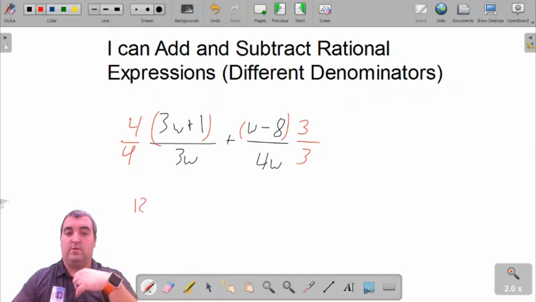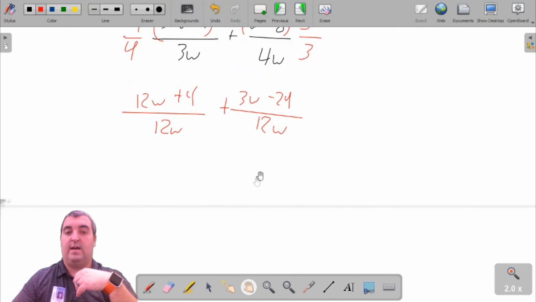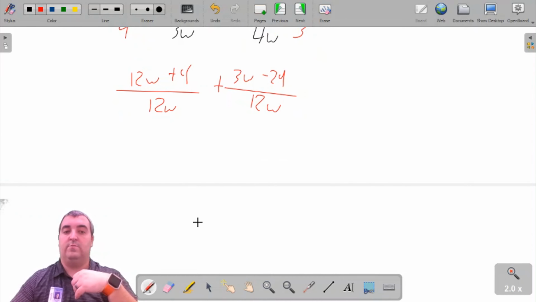So that'd be (12w + 4)/(12w) plus (3w - 24)/(12w). And look at that, we have a common denominator. So we add our numerators together. 12w plus 3w is 15w. 4 plus negative 24 is negative 20, all over 12w.